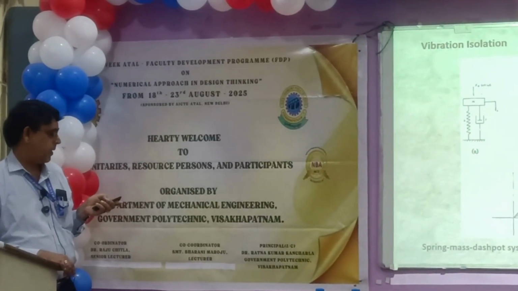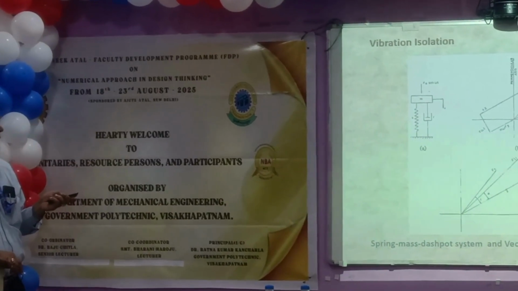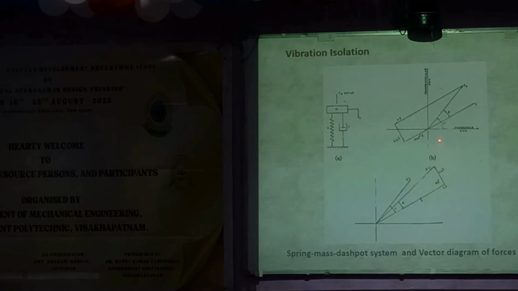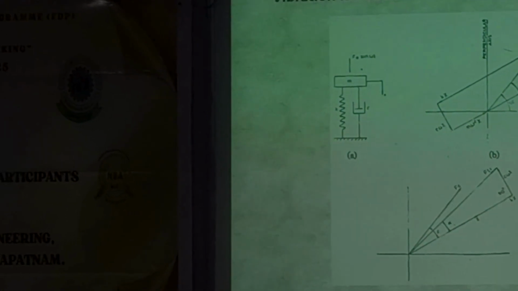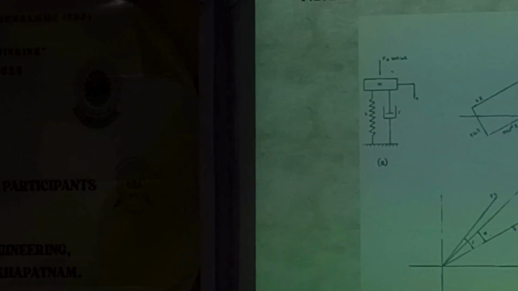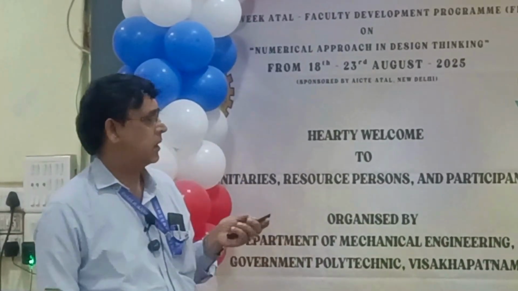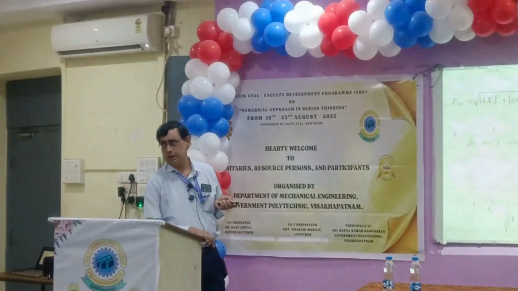The force balance diagram is basically showing what is the force in the spring, what is the force in the damper, what is the force in the mass, and then it is balanced by the excitation force. So it's called force balance diagram. Then you go to actual final vibration isolation.